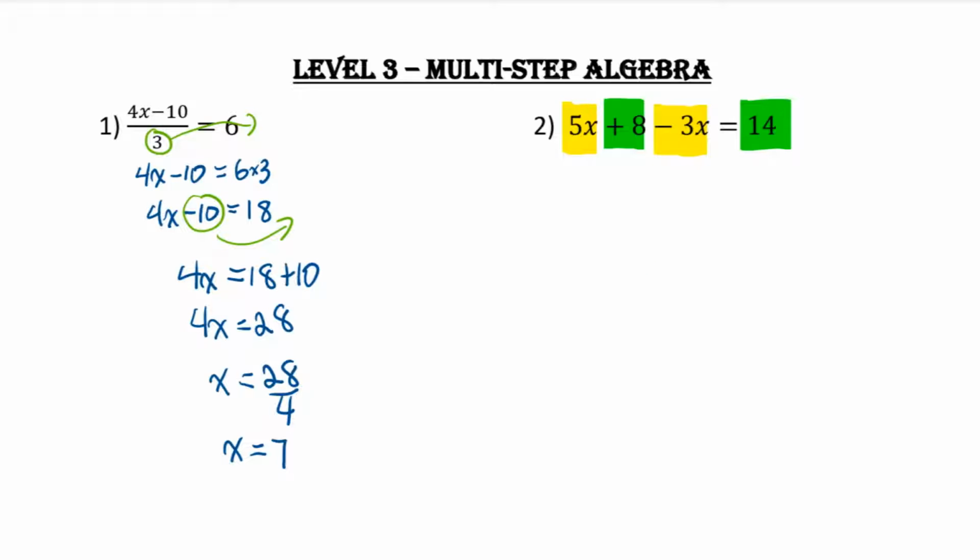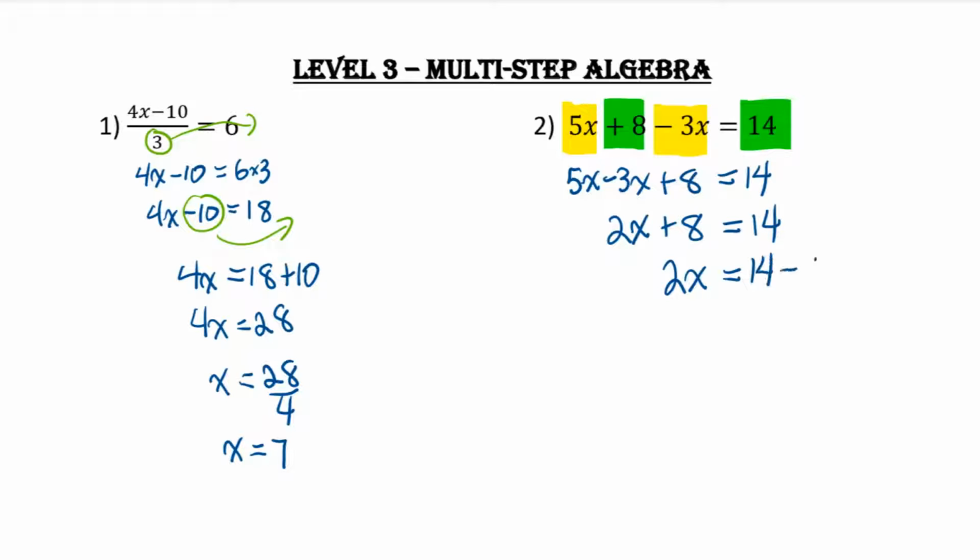So let's go and rearrange things just a little bit. Let's put these together just so you can see it. It's not a required step, but sometimes nice to see these together. So you get 5x minus 2x is 2x plus 8 is 14. Now let's deal with the 8, bring it to the other side. So we've got minus 8, 2x equals 14 minus 8 is 6. Divide both sides by 2, and we've got x equals 3.